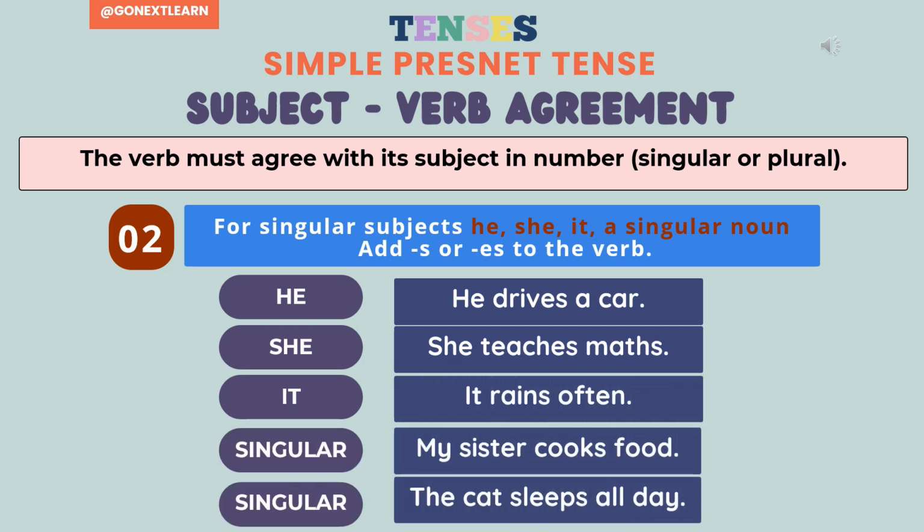The cat sleeps all day. This s or es is your signal for singular, present tense. It's a small change, but it makes all the difference for clear, correct English. Let's practice.